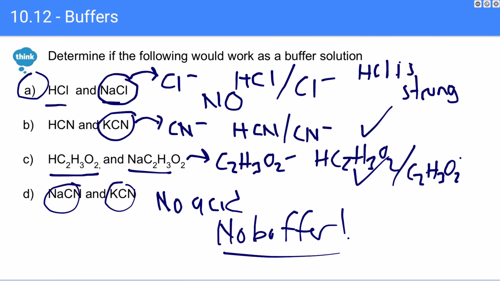So again, pretty easy to determine if we have a buffer solution. We just need to look at the chemicals that we have available. First off, we have to ask ourselves, do we have a weak acid or base? Do we have its conjugate? And if so, then we can be considered a buffer solution.